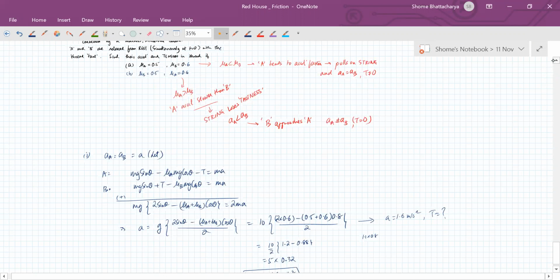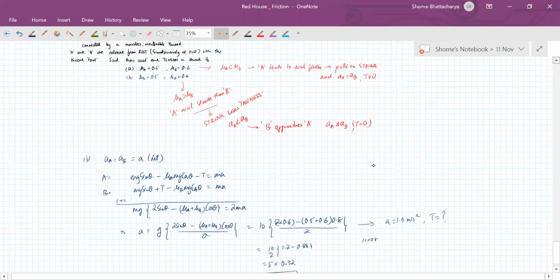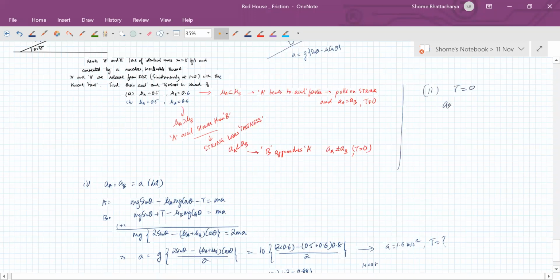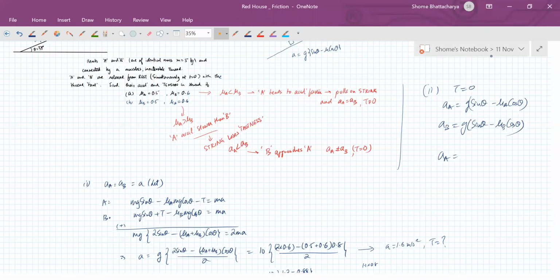And the second case is the reverse, their accelerations will become different. The second case is actually very easy. Tension is 0, acceleration of A will simply become g sin theta minus mu A cos theta, and acceleration of B will simply become g sin theta minus mu B cos theta. So it's that regular formula. Acceleration of A will come out to be 1.2, and B will come out to be 2.